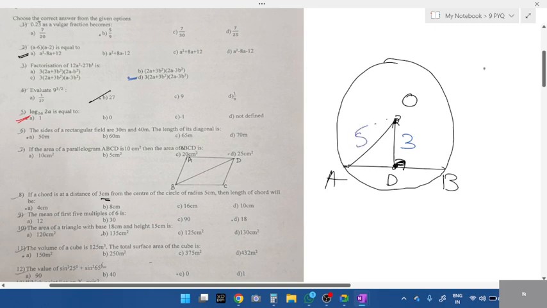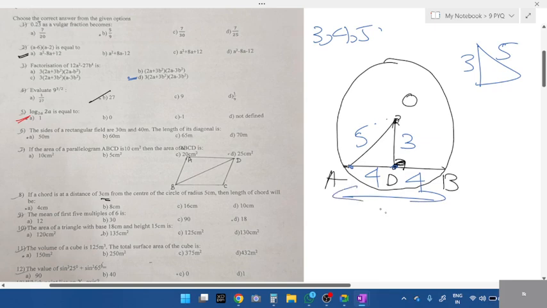Very good. 5. You will remember Pythagoras theorem. Whenever there is 5 and 3, students, what is the combination? Very good. 3, 4, 5. You don't even have to solve this. What will be AD value? 4. If not, apply Pythagoras theorem. If AD is 4, what about DB? 4. What's the length of the chord? 8.